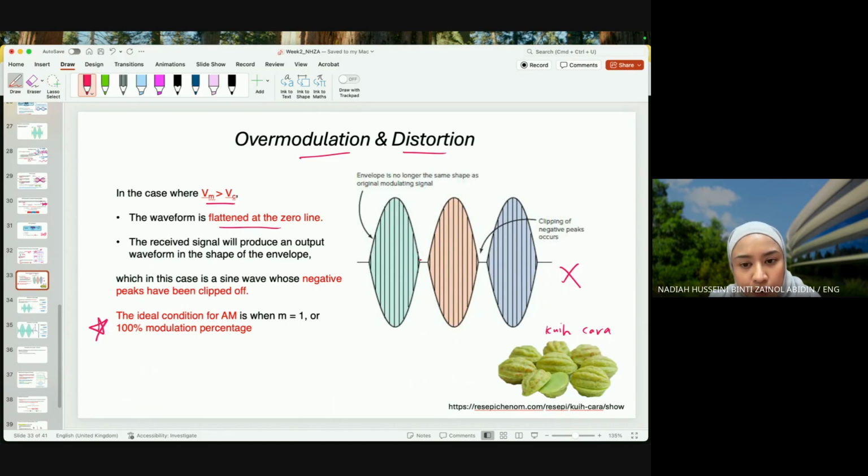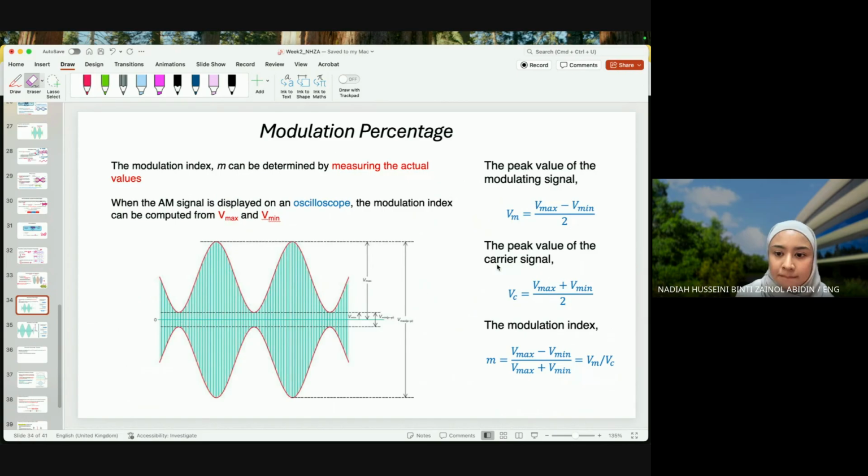We saw that overmodulation can produce something like this or something that is completely clipped off, like this kuih cara. So both are not good. Okay.